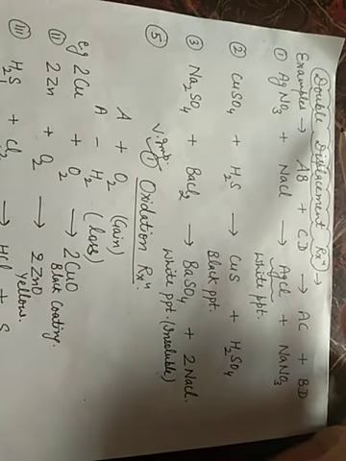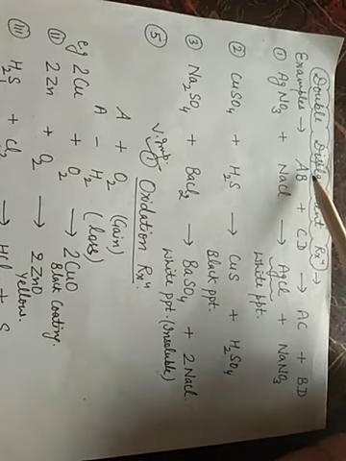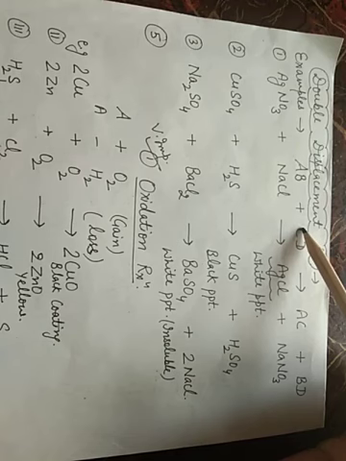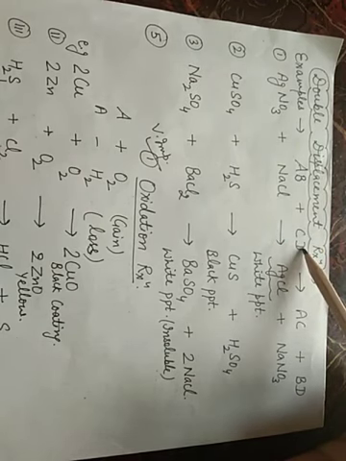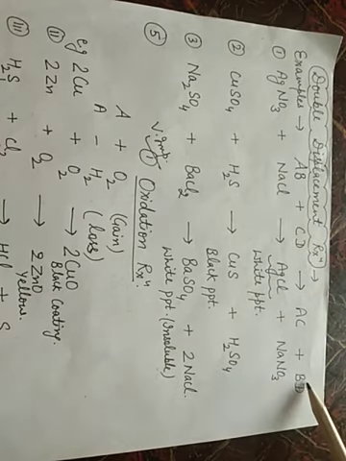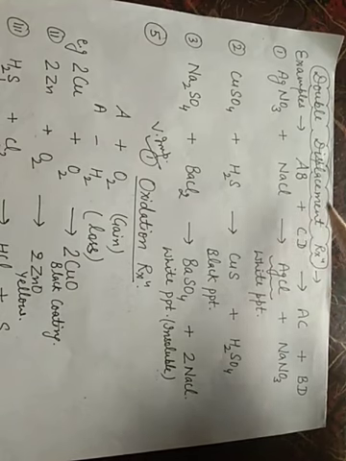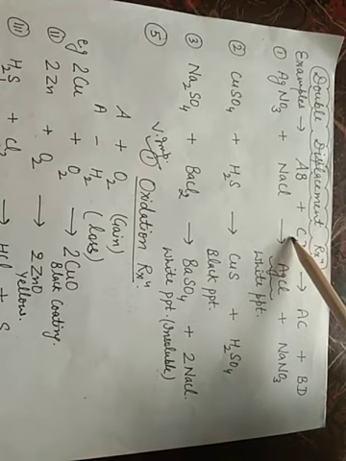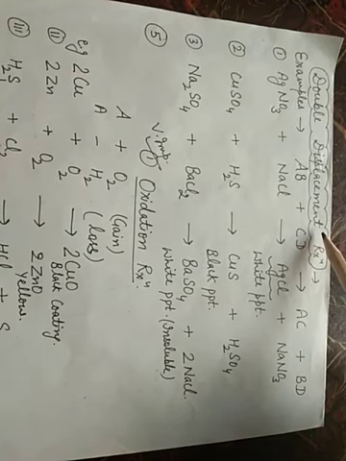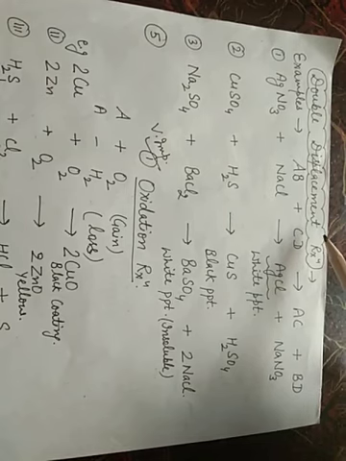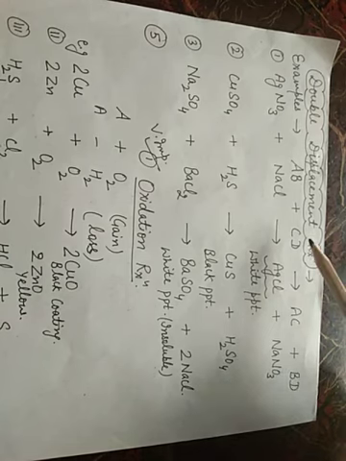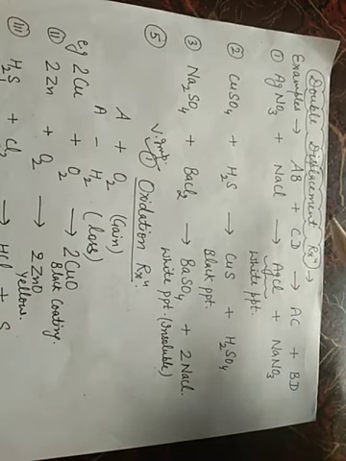Double means two times. Suppose A, B are the ions, and C and D are another ions. It will form AC and BD. It means inter-exchange of ions between the compounds. This reaction is called double displacement reaction. A reaction in which new compounds are formed by the mutual exchange of ions between the two compounds.